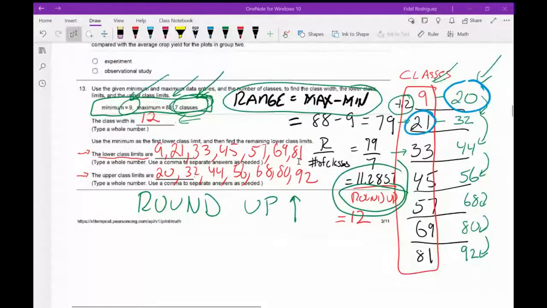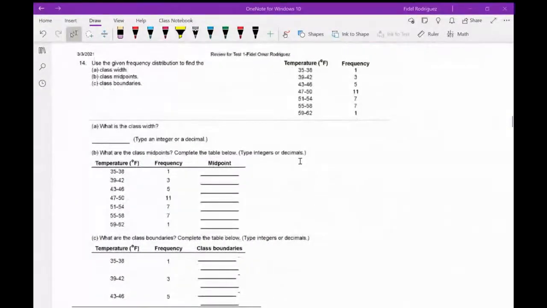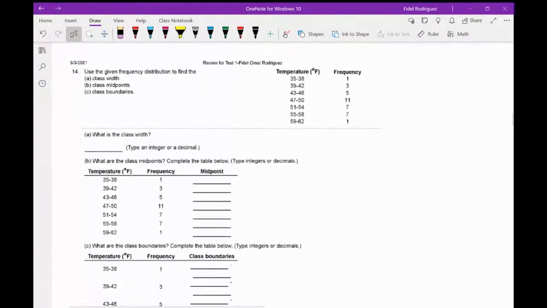Professor, can you do something on the frequency distribution? A problem with those? Yes, ma'am, you know I can. Let's do number 14. Number 14 says use the given frequency distribution to find A, the class width, B, the class midpoints, and C, the class boundaries.